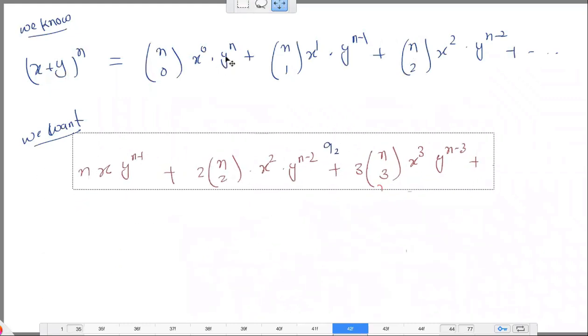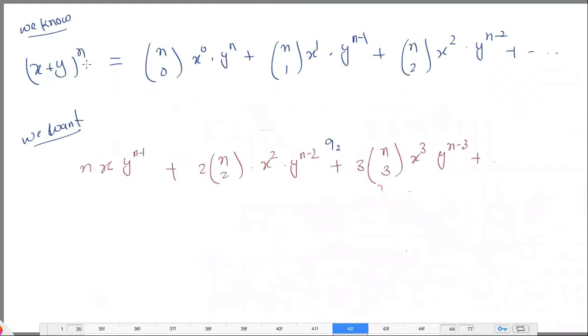Yeah, this is what we want. So let's just see what is the relation between both of them. What can you see? If you just see from here at least, this is x power 1, y power n minus 1, and this is n into x power 1, y power n minus 1. This is nC2, but you have 2 extra here, right? You have 1 here, you have 2 here, you have 3 here, like that.